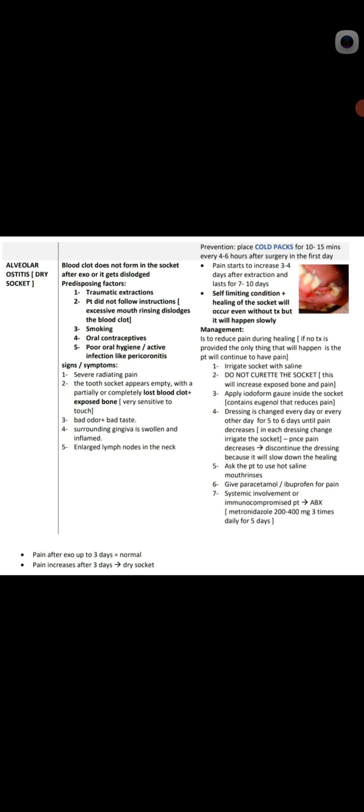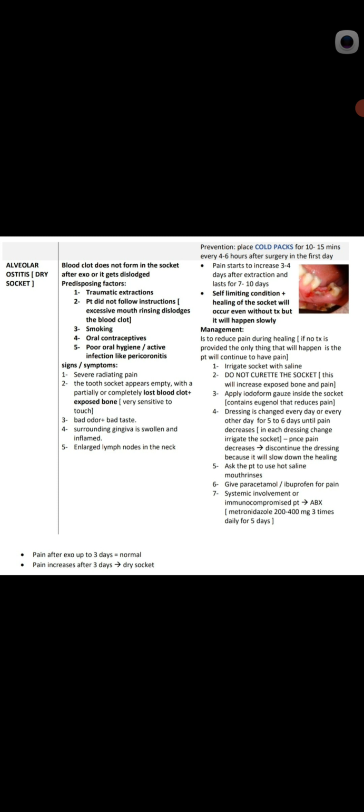Third, apply iodoform gauze inside the socket, and iodoform or Alveogel, which contain eugenol, reduce pain. Fourth, the dressing is changed every day or every other day for 5 to 6 days until pain decreases. In each dressing change, irrigate the socket and the pain will decrease. Discontinue the dressing when pain decreases, because it will slow down the healing. The fifth step is to ask the patient to use hot saline mouth rinses. Number 6, give paracetamol or ibuprofen for pain.